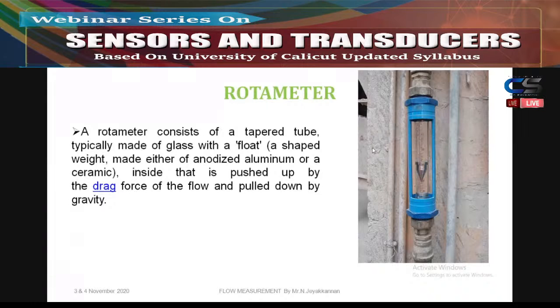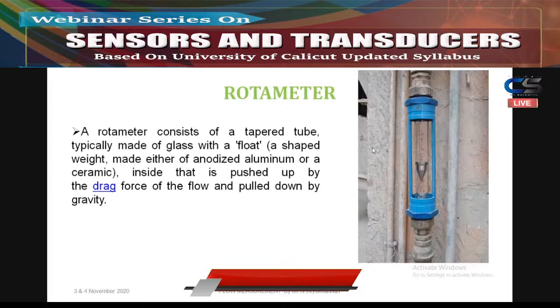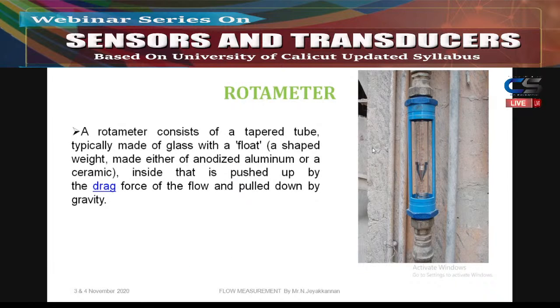So next comes the rotameter. The rotameter is also a flow measuring device. Whatever we are studying today all comes under flow measuring devices. A rotameter consists of a tapered tube, and it is made of glass. You can see it in the diagram. There will be one glass arrangement, and in that glass arrangement, in between, there is some metal or aluminum. That is for the float. That is called the float.